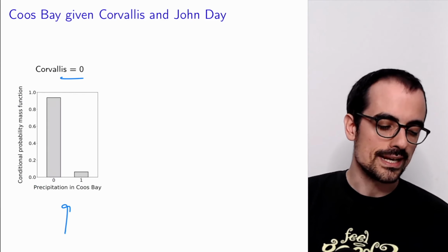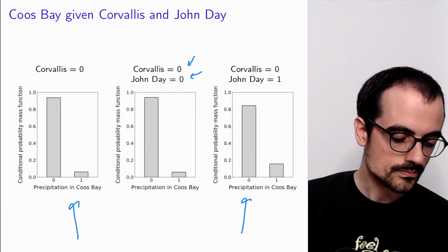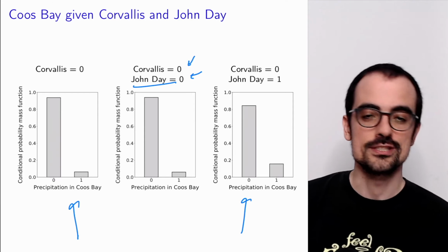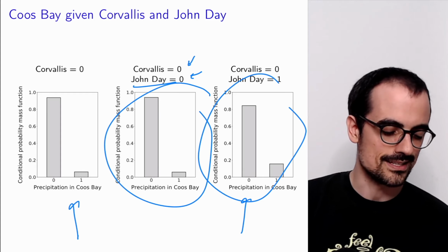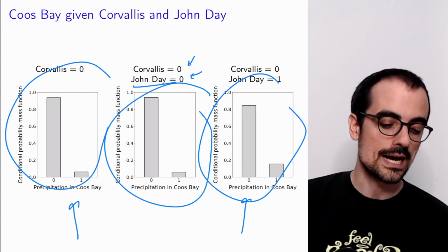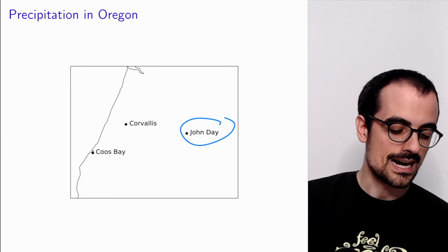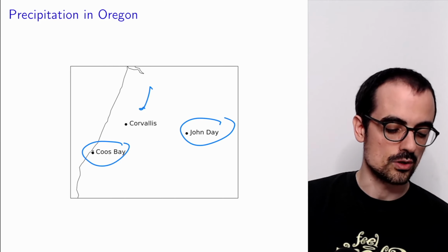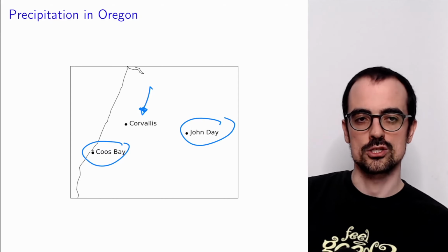If we take this to the extreme where once we condition, the John Day would not change this at all, so these conditionals would be exactly the same as this one. If that were to happen, then we would say that John Day and Coos Bay are conditionally independent given Corvallis. And given their geographic location, that's actually not so crazy, right? Because Corvallis is in between.